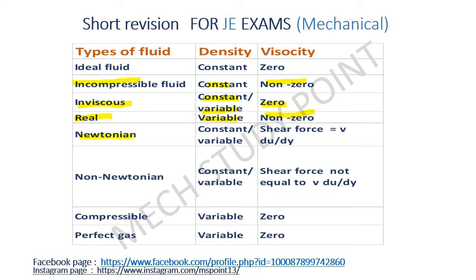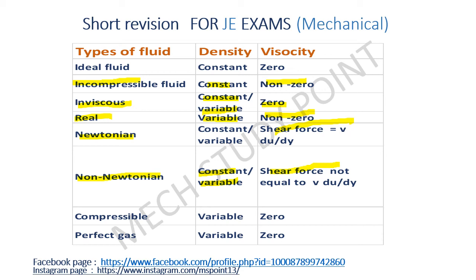Newtonian fluid follows Newton's law of viscosity, and its density is variable or constant, both. Next, non-Newtonian fluid: its density is variable and also constant, and it does not follow Newton's law of viscosity, and the shear force is not proportional to the velocity gradient.